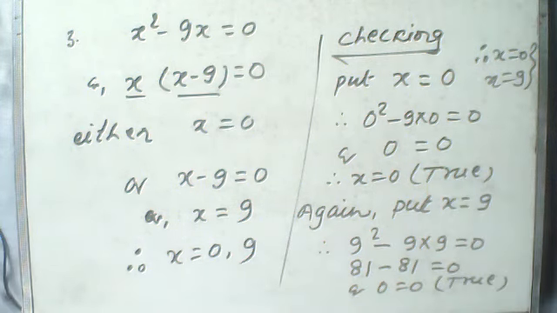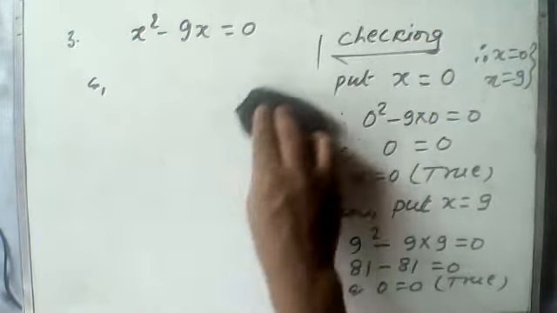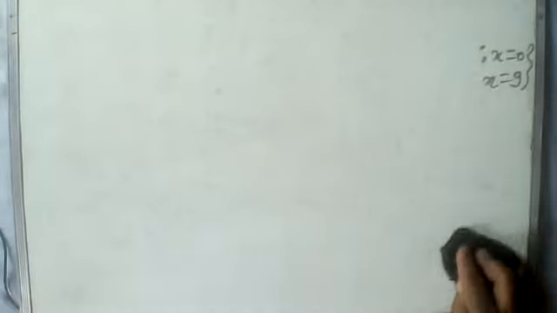You got this? Now we go for the fourth question. The main thing here is to factorize the polynomial quadratic equation.